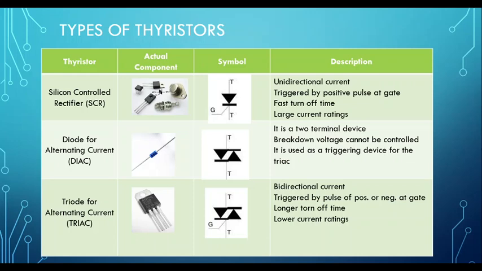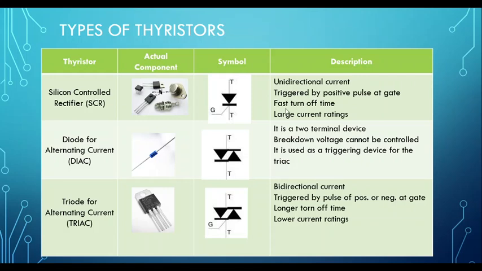And this will be the symbol now, a simple diode, but there's already a terminal here. But for the diac, if you notice, it's just like a diode, but in the opposite direction. And then the triac is the same as the diode, but there is an additional terminal here, which is the gate. Now, let us see the description of each thyristor.